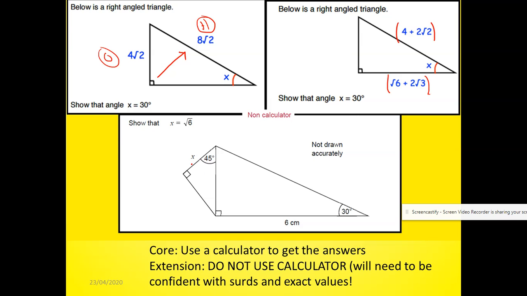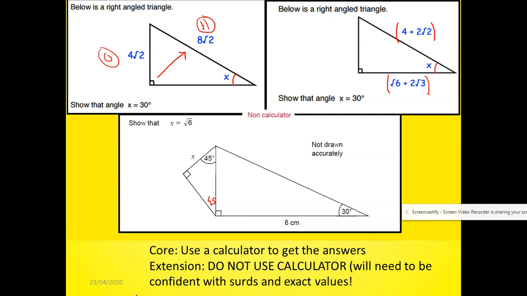In this one, remember that we have to work out x, but you may have to work out other values first of all. If that's 45, remember that this is also 45, which sets up a certain type of triangle, so that's a little help for that one.